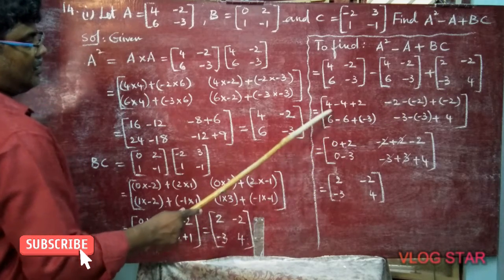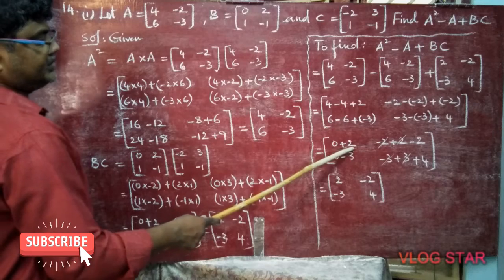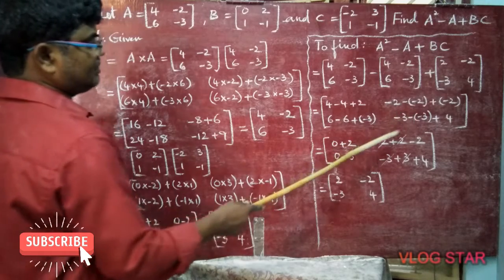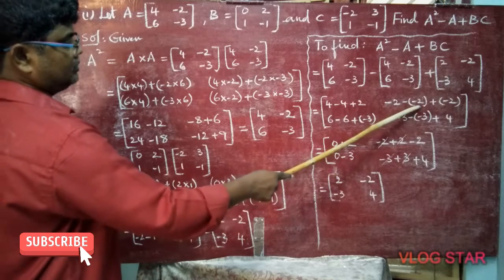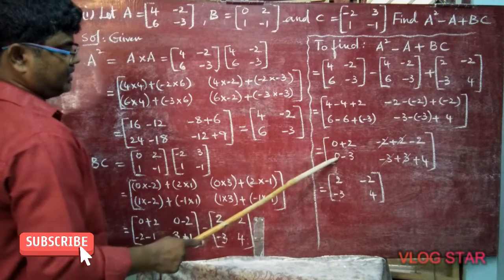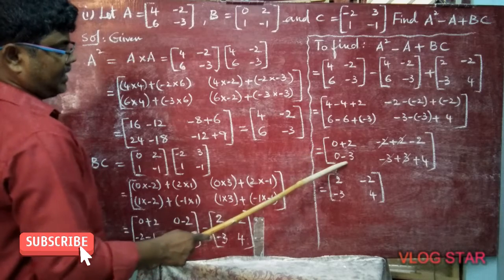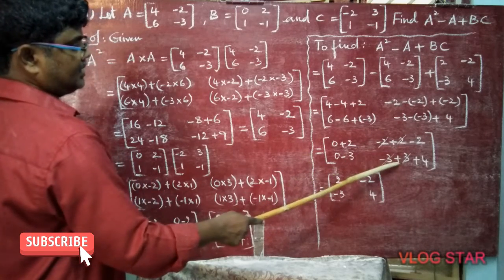Now simplify. Plus 4 minus 4 get cancelled. 0. 0 plus 2. Here brackets are there. Simplify first. Minus 2 as it is. Minus into minus, plus 2. Plus into minus, minus 2. 6 minus 6 is 0. Plus into minus, minus 3. Minus 3 as it is. Minus into minus, plus 3.